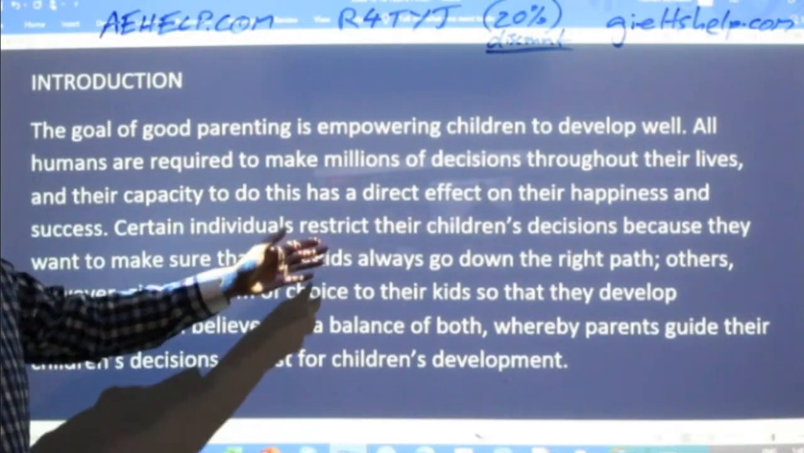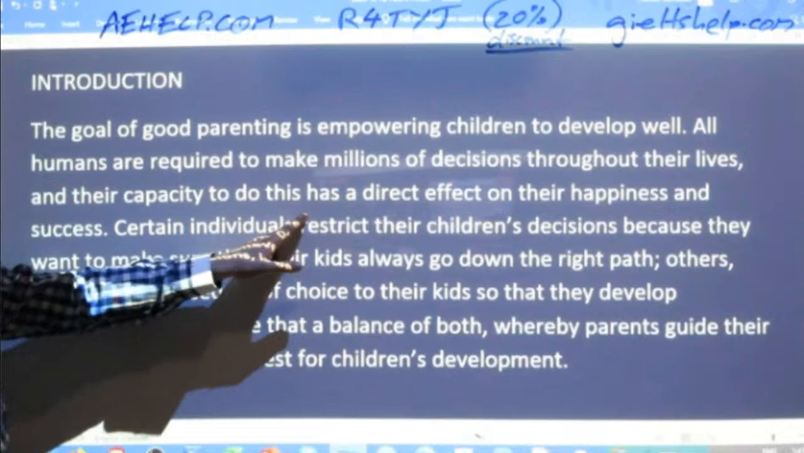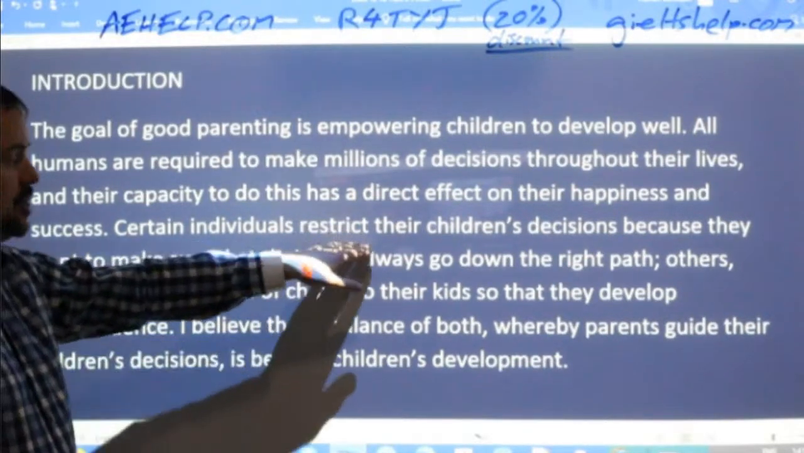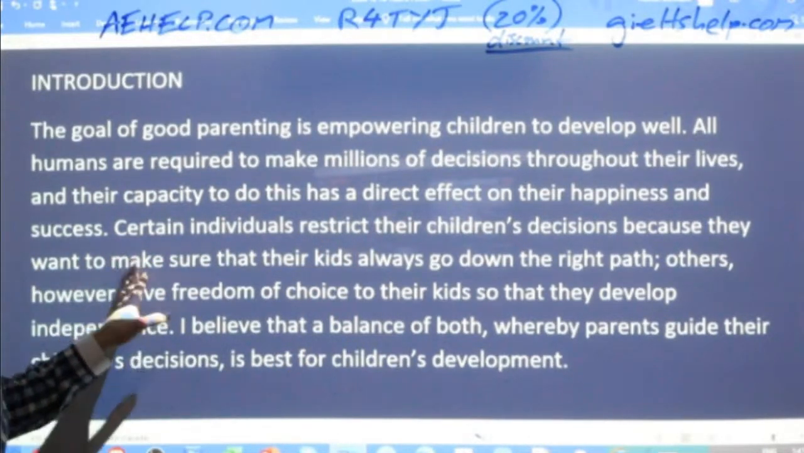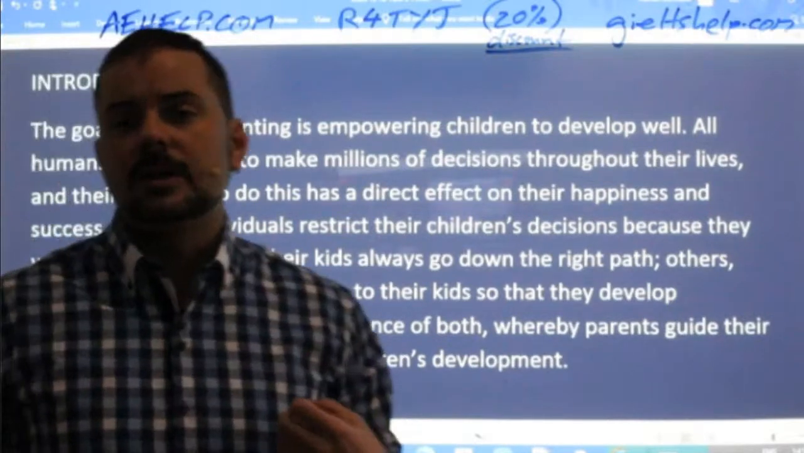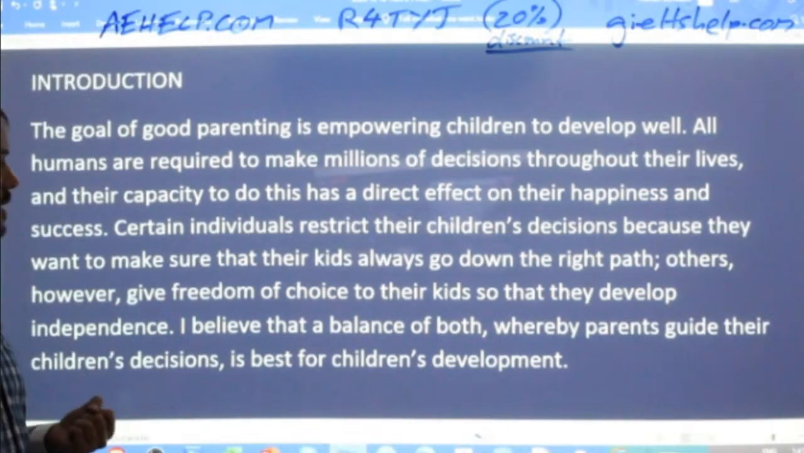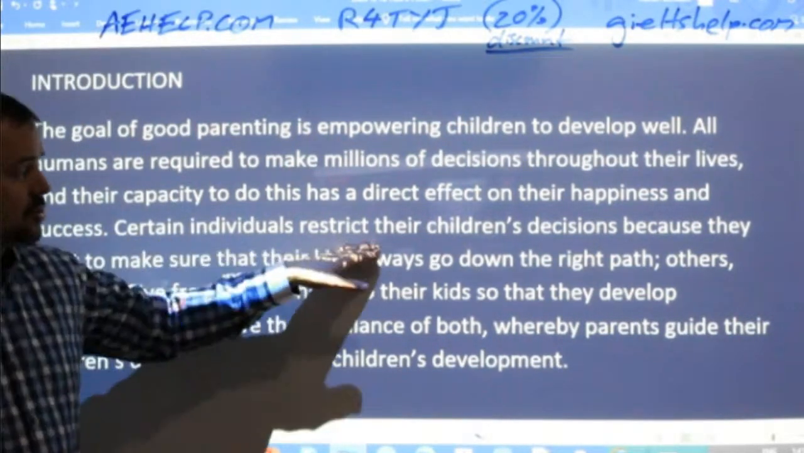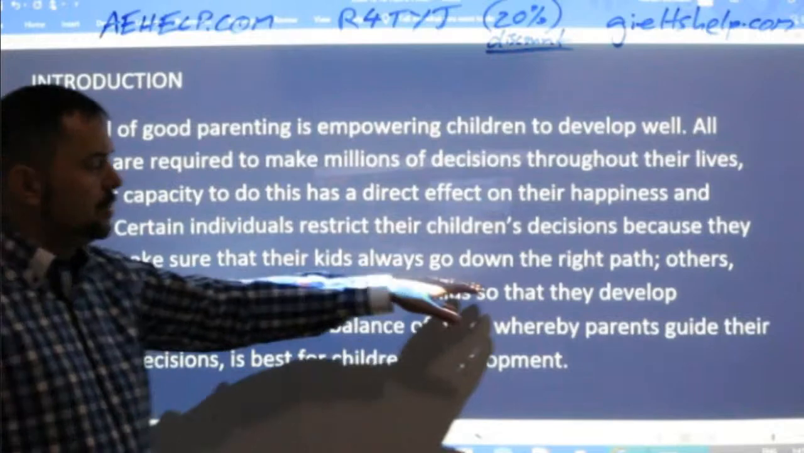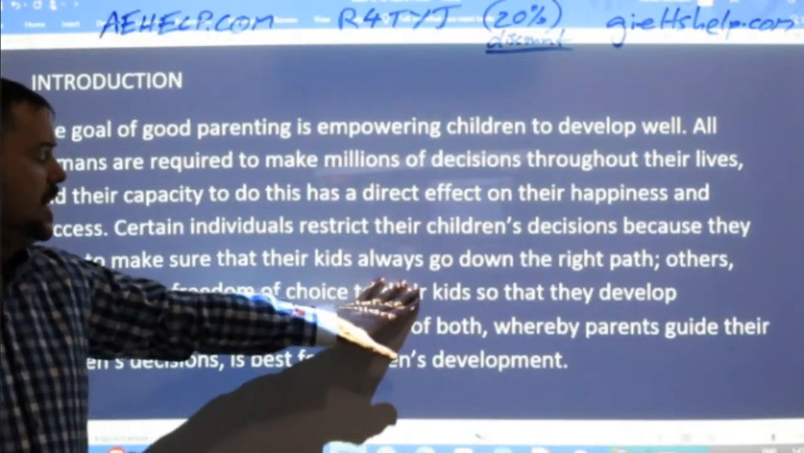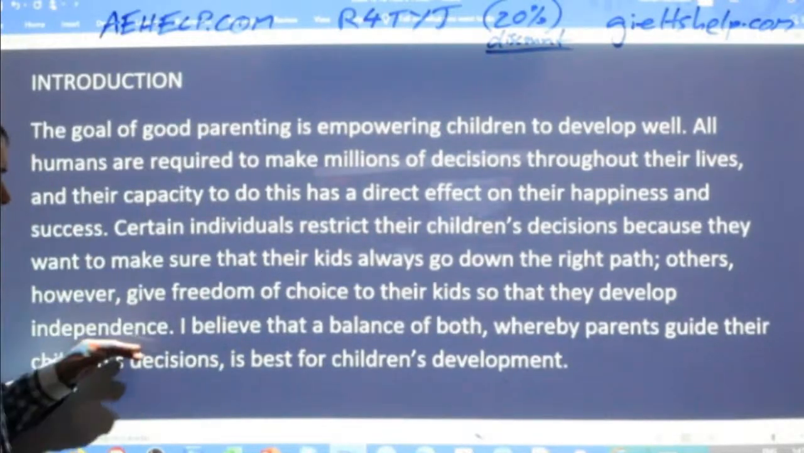Certain individuals restrict, okay? So again, here I'm being concise, right? Instead of saying parents don't allow their children, I say restrict, okay? So again, someone asked me, how can you be more concise? Vocabulary is absolutely one of the methods of being more concise. So certain individuals restrict their children's decisions because they want to make sure that their kids always go down the right path. Others, however, give freedom of choice to their kids so that they develop independence.